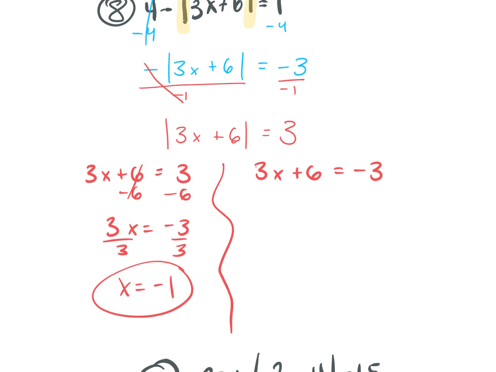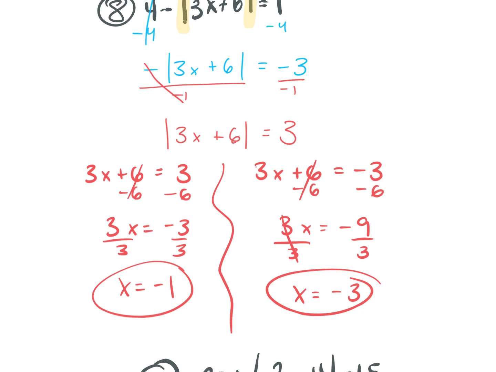Let's do the same thing on the other side. We're going to subtract 6. So 3x is equal to negative 9. Then what do we do? Divide by 3, so what does x equal? Negative 3. So these are our 2 answers.